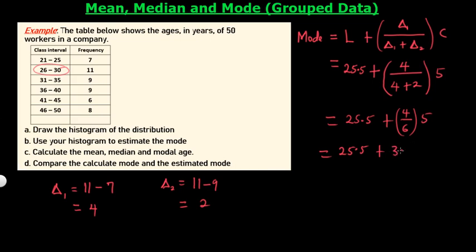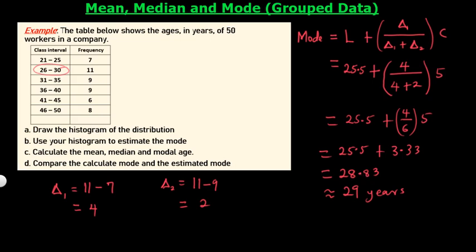That gives us 3.33. And when we add these together, that gives us 28.83. And we can approximate it, the mode, to be 29 years. Now the question asks us to compare the mode that we estimated with the calculated mode. For calculated mode, we have it to be 29 years. Before approximation, that's 28.83 years.